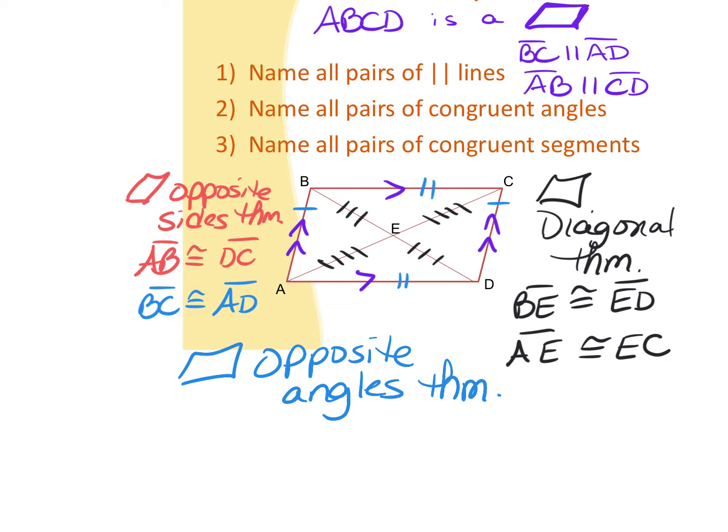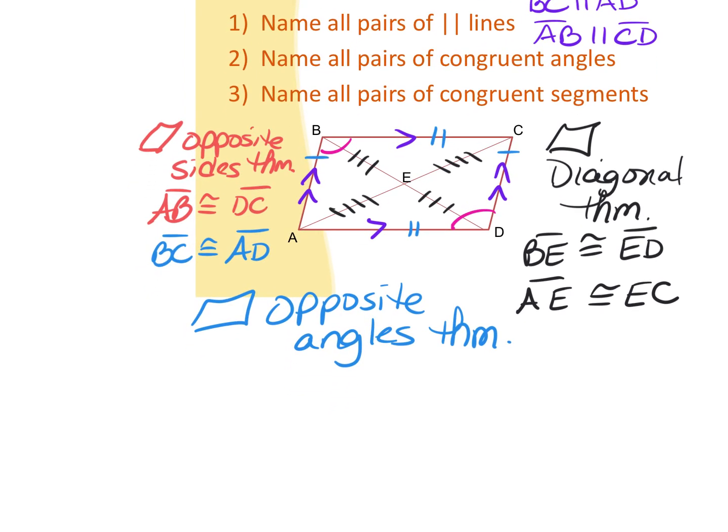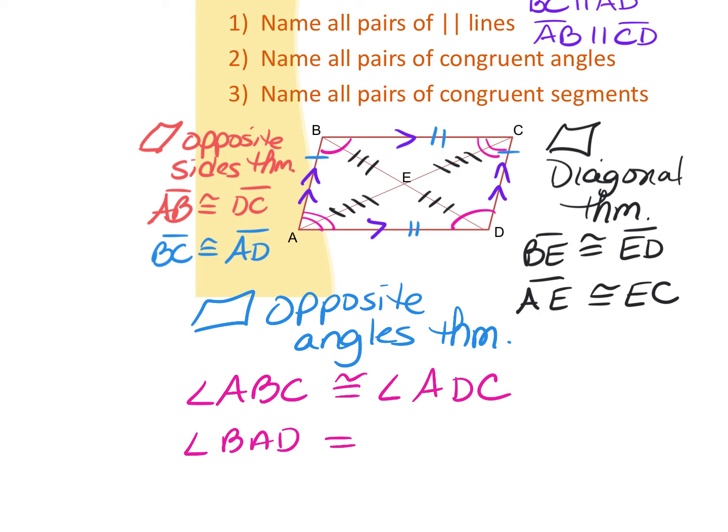So I know that this angle up here, and I can't just name it with B, I'm going to have to name it with 3 letters. But if the diagonals weren't in there, it would be angle B congruent to angle D. But I'm going to use 3 letters. So I can say that it's angle ABC is congruent to angle ADC. These are the opposite angles in the picture. Then I have another pair, A and C here, but again, I'm going to use 3 letters. So angle BAD is congruent to angle BCD.